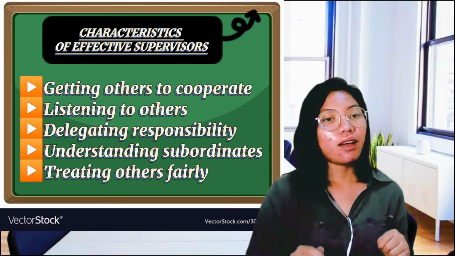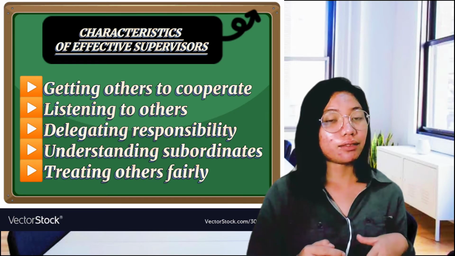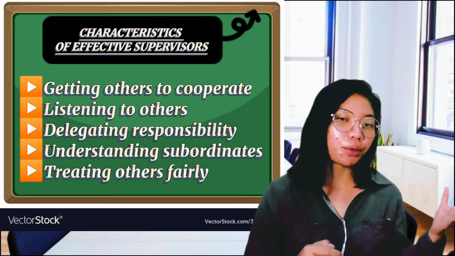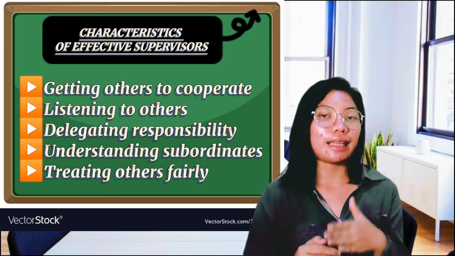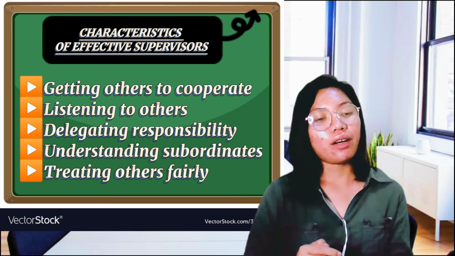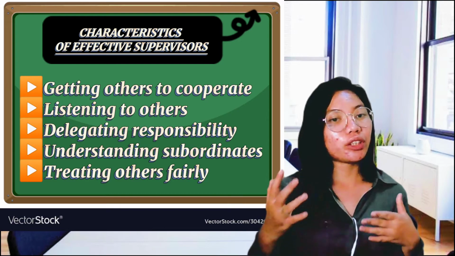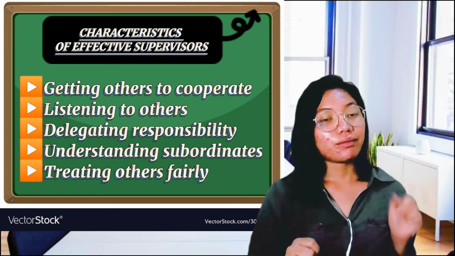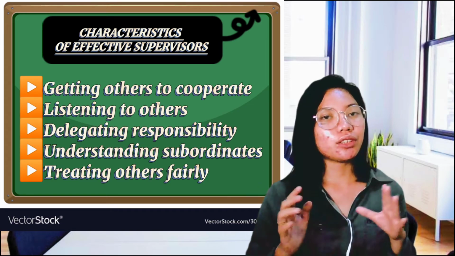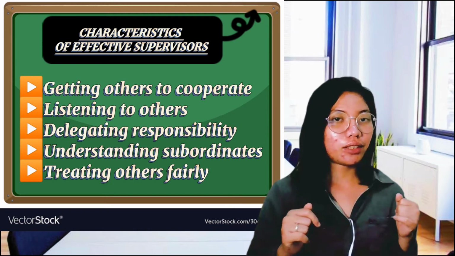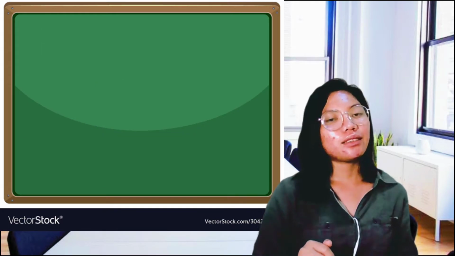And the fourth characteristic of an effective supervisor is understanding subordinates. You should encourage your employees to voice their opinions and ideas about the project or the task that is given. And the fifth is treating others fairly. You should treat them fairly. You should not give special treatment to your employees.